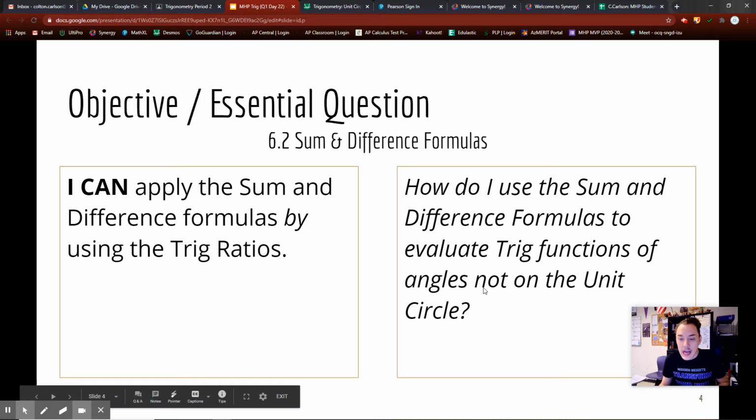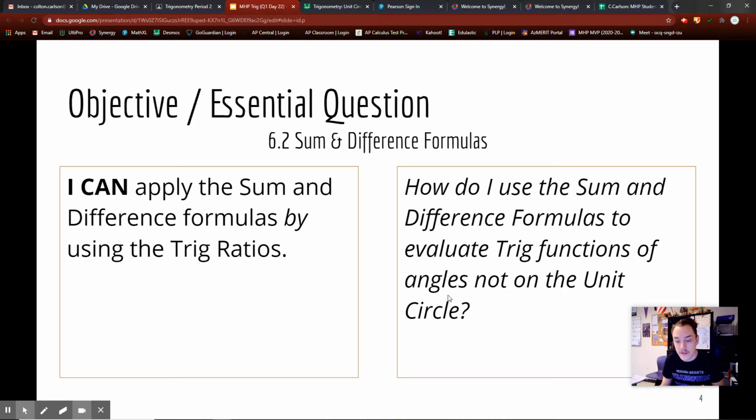Okay, so how do I use the sum and difference formulas to evaluate trig functions of angles not on the unit circle? Basically, sum and difference formulas are nice because now what we can do is evaluate something like sine of 105.